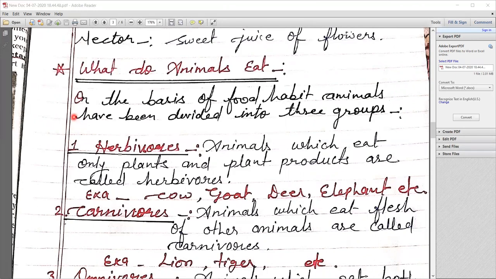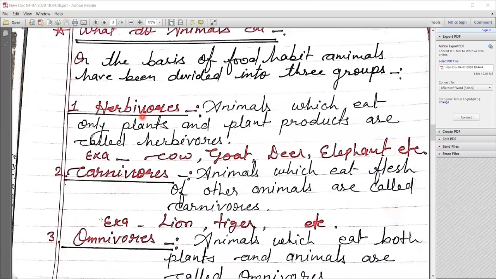On the basis of food habits, animals have been divided into three groups: herbivores, carnivores, and omnivores. First is herbivores. Animals which eat only plants and plant products are called herbivores. Example: cow, goat, deer, elephant, etc. They are herbivore animals. They eat only plants and plant products, or we can say parts of plants.